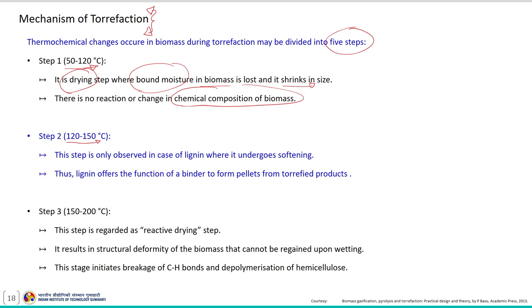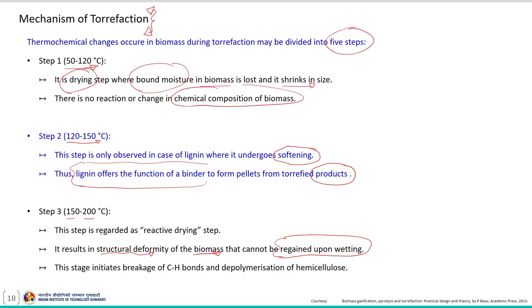And the next step in the torrefaction is between 120 to 150 degrees C, and this step is only observed in the case of lignin, where it undergoes softening, and thus lignin offers the function of a binder to form pellets from the torrefied product. And the next step is between 150 to 200 degrees C, and this step is regarded as a reactive drying step, and it results in a structural deformation of the feedstock material that cannot be regained upon wetting.